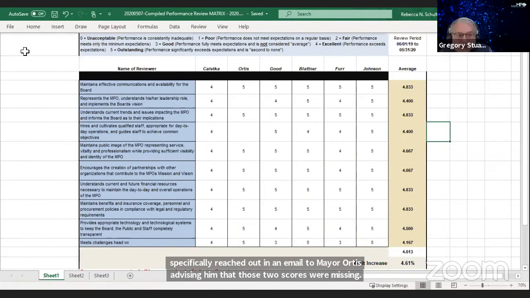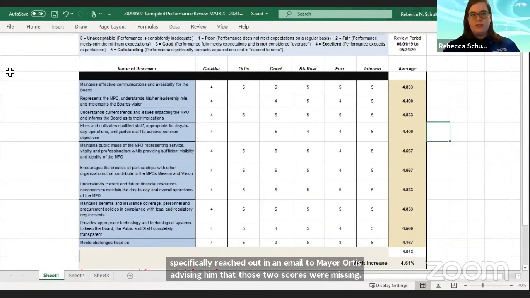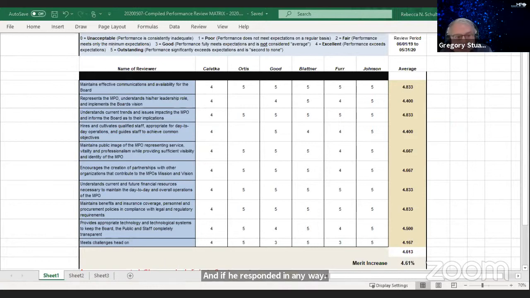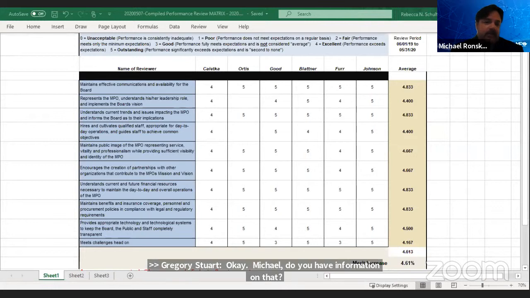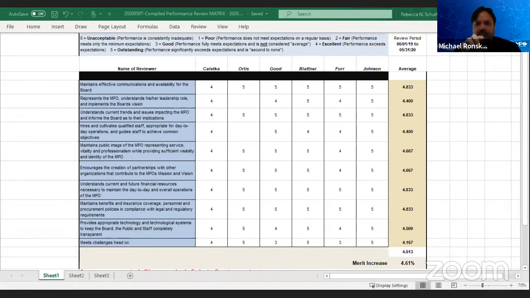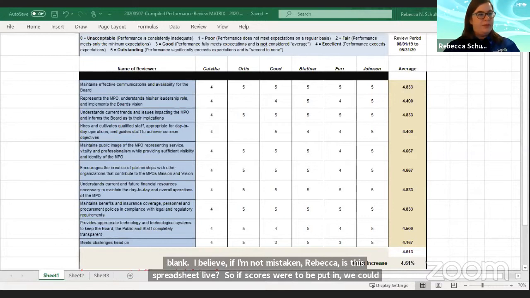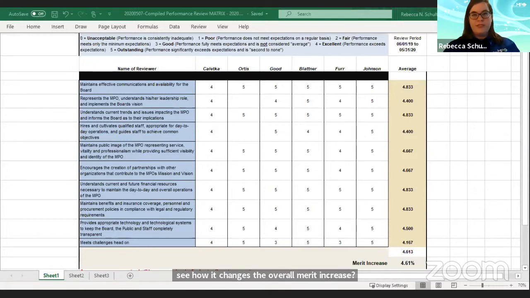Is David online? David isn't on, unfortunately. Okay. Michael, do you have information on that? I don't have any. Unfortunately, I don't know if he reached out to him again to specify that these were blank. Rebecca, is this spreadsheet live? So if scores were put in, we could see how it changes the overall merit increase? Yes, I updated this morning with Blattner's scores, because I received them yesterday, and the system went down, so we had to wait until this morning for it to be uploaded.